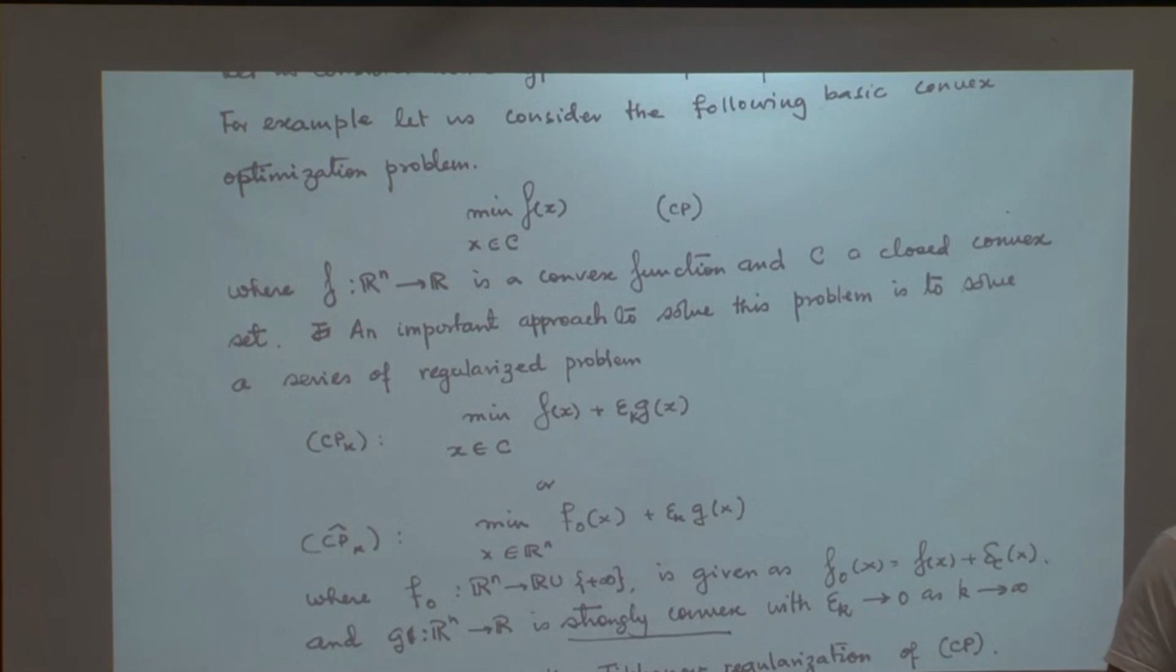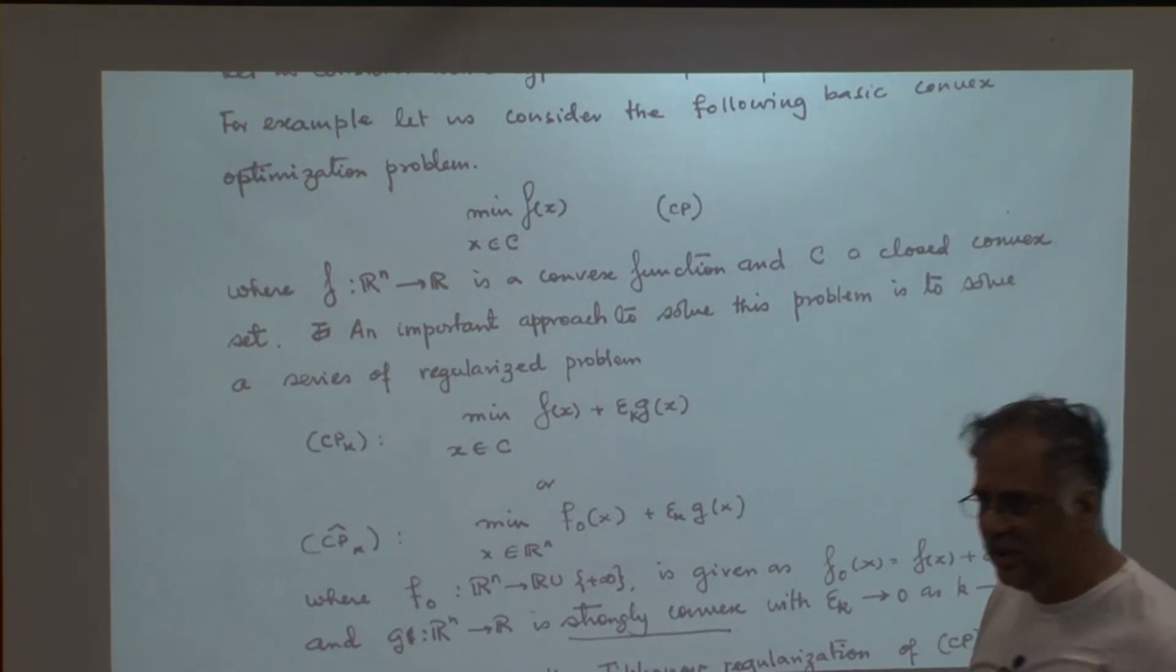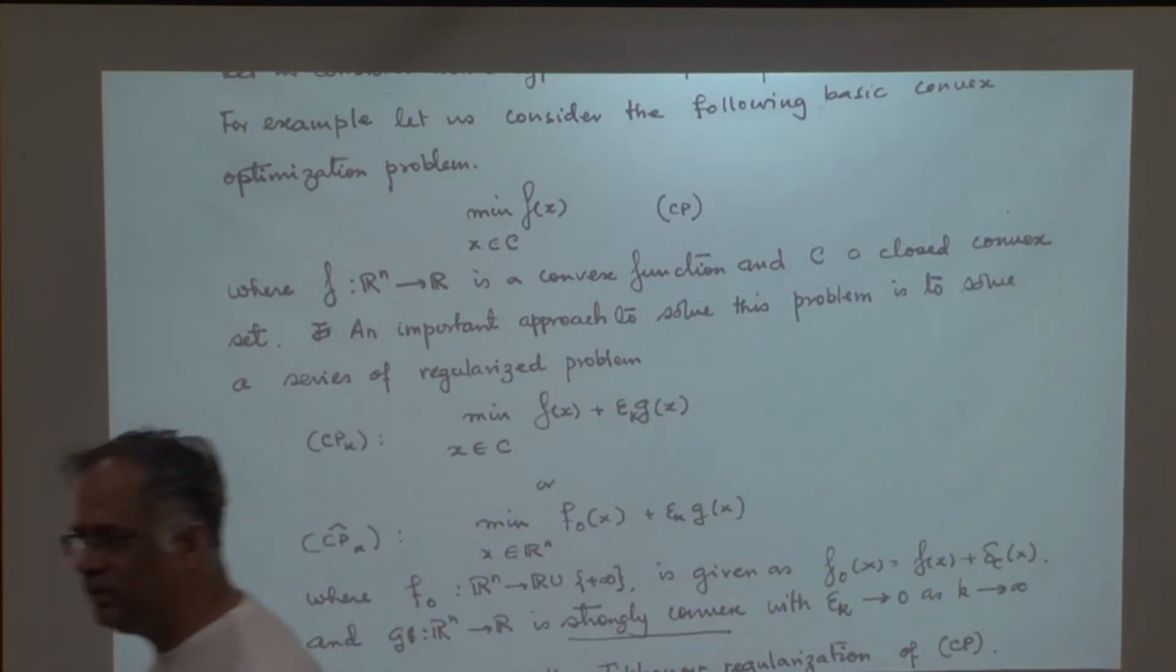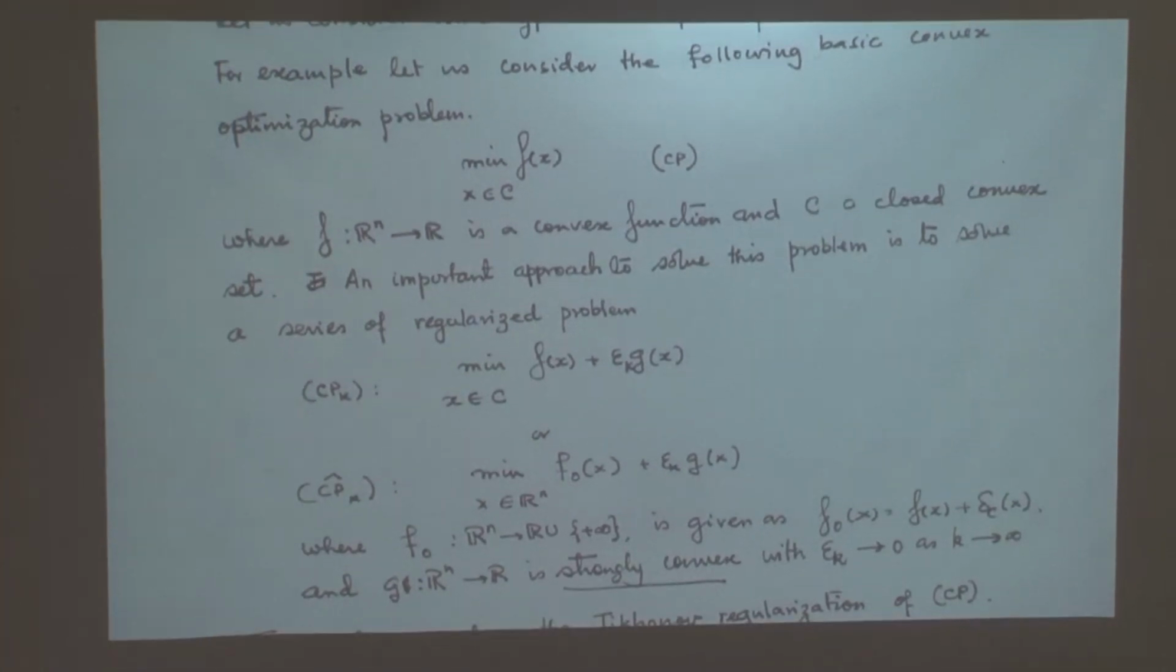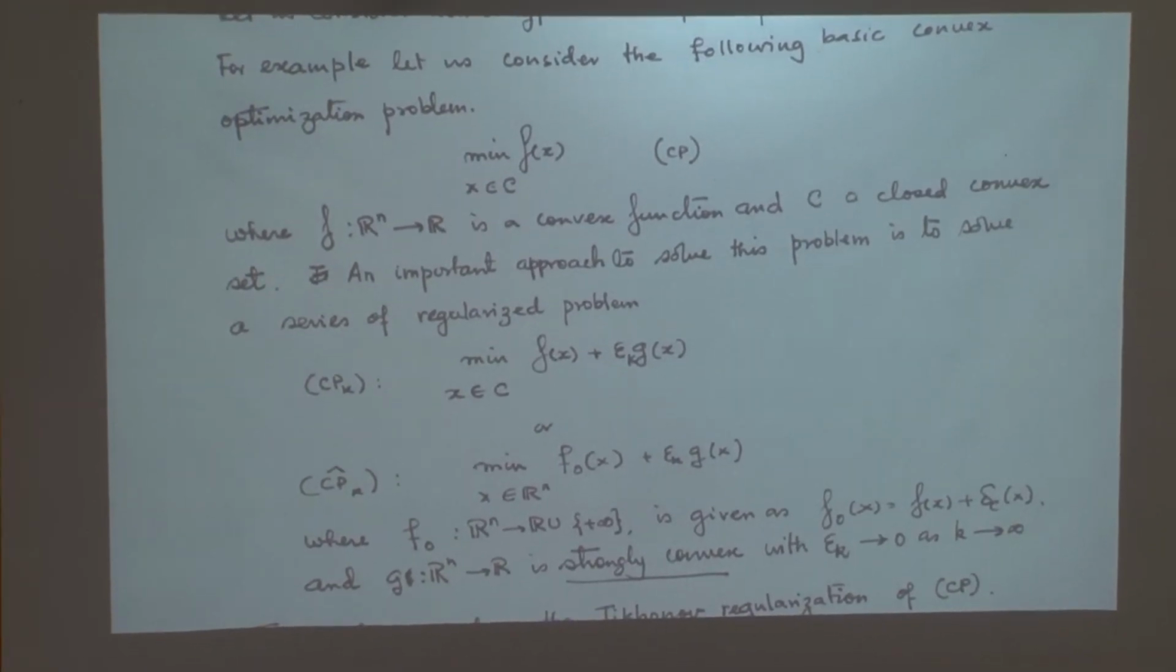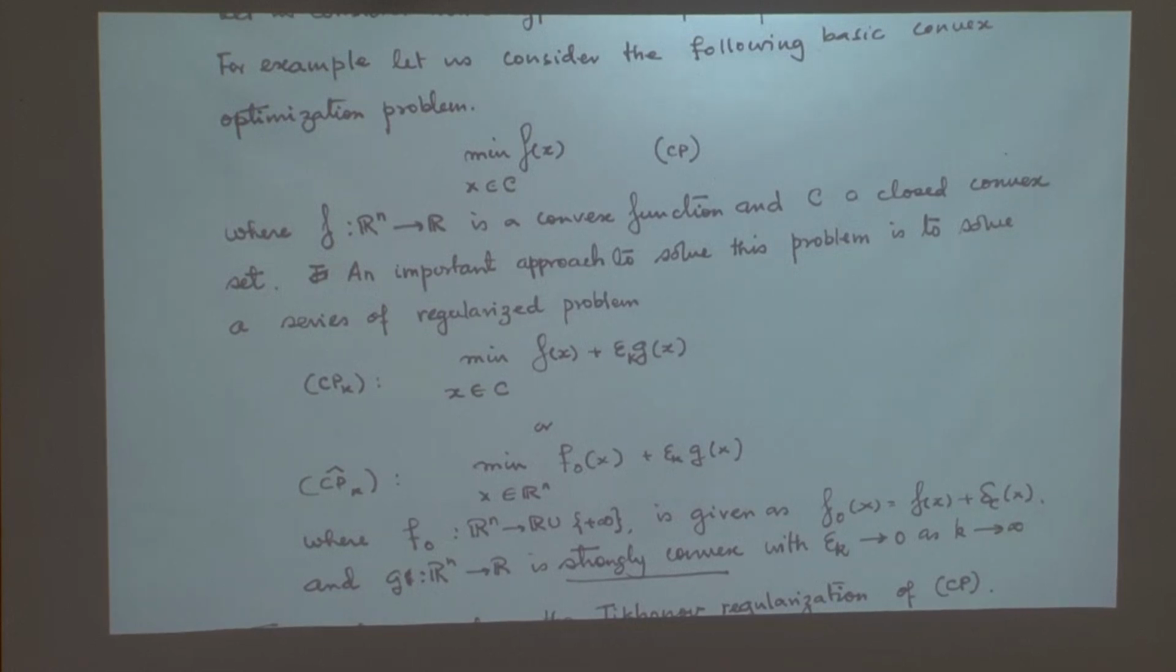So you are now in an easier state, in that the sequence of approximate problems that you solve give you a unique solution, and this is the power of convexity. It is not possible in any other situation. That is the power of strong convexity. Actually, strong convexity is the most important class.